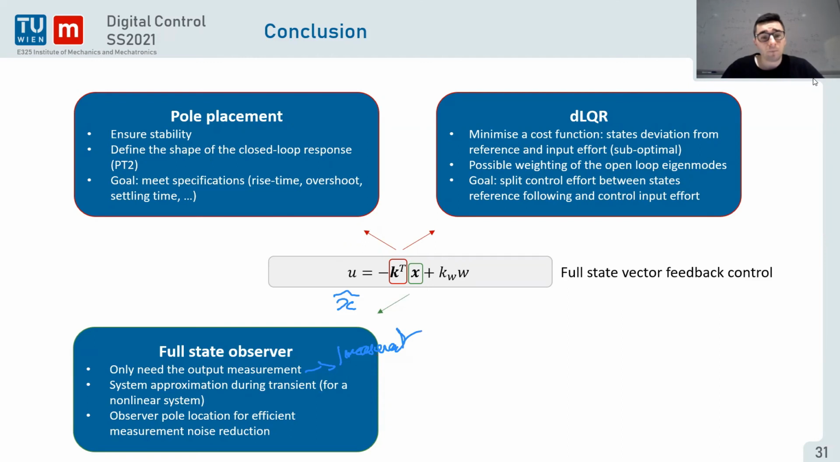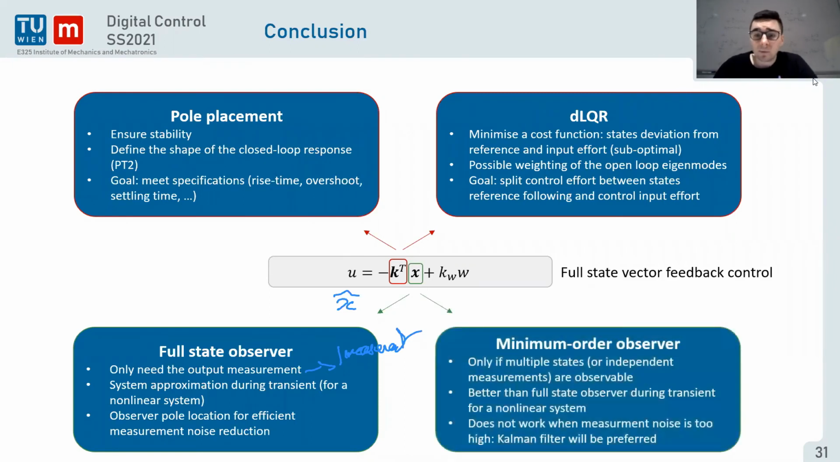And we've seen that system approximation during transient, if it's nonlinear, is not that good. And the observer pole location, we've seen if we take really fast poles or really slow poles, that if it's too slow, basically it's not matching the plant, so it's not working. And if it's too fast, then the noise is perfectly followed, and so that means the noise entered the state estimate. And today we've seen the minimum modal observer.